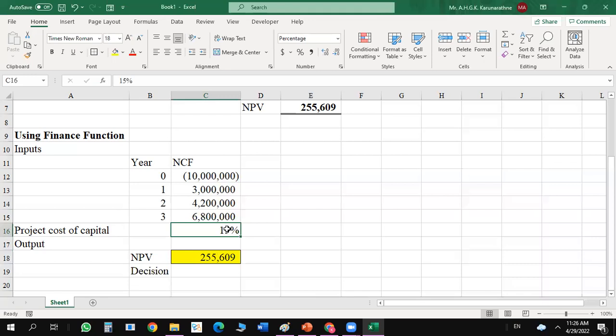NPV 0 karla tiyenne, right? By generating this much of return, a project cost of capital එක generate කරලා තමයි NPV 0 කරලා තියෙන්නේ. Project cost of capital කියලා කියන්නේ තමයි company's point of view, project cost of capital, investors point of view, required rate of return. Company cost of capital කියලා කියන්නේ investors ලගේ ගෙවන payment එක.